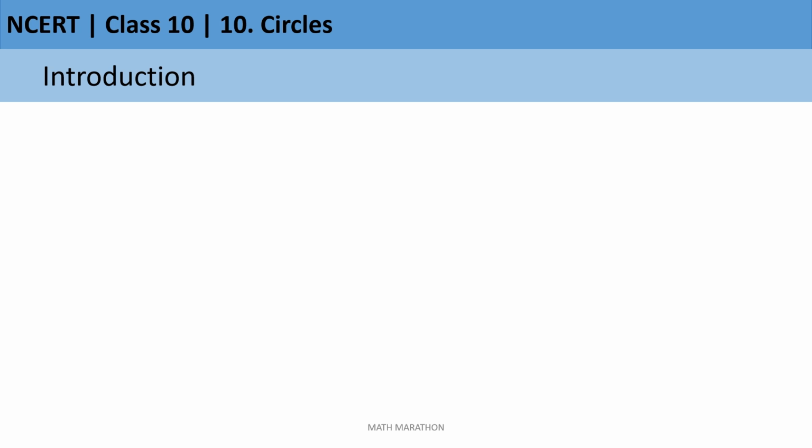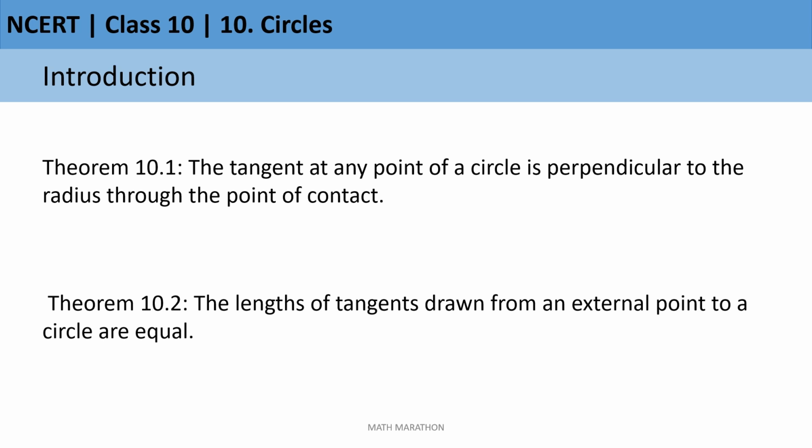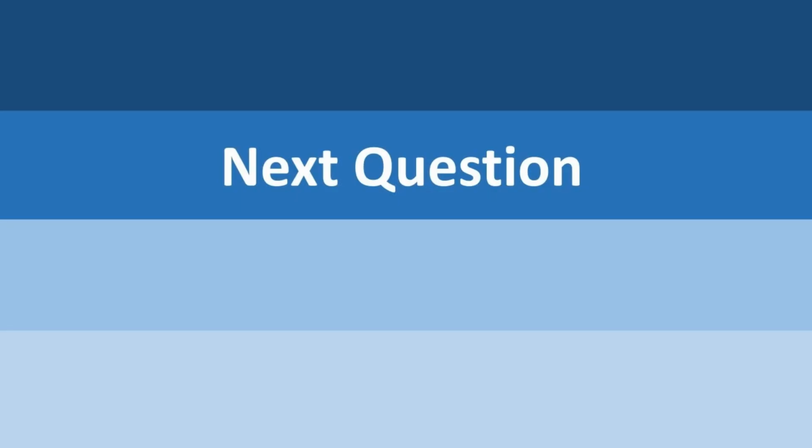Let us see Chapter 10, Circles, Introduction. Theorem 10.1. The tangent at any point of a circle is perpendicular to the radius through the point of contact. Theorem 10.2. The lengths of tangents drawn from an external point to a circle are equal. We will be using these two theorems throughout this exercise 10.2. Let us see next question.